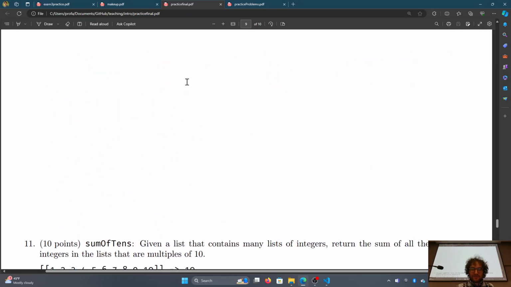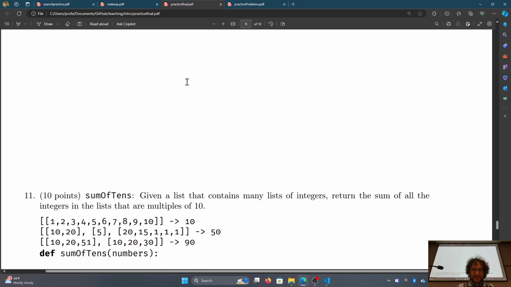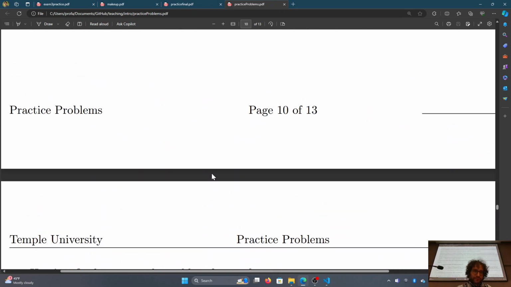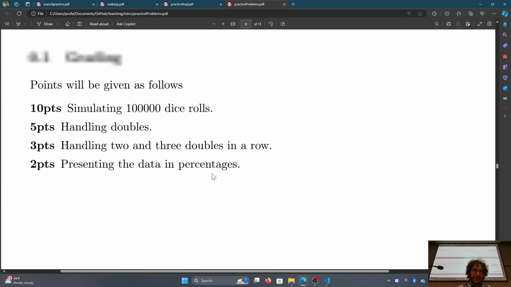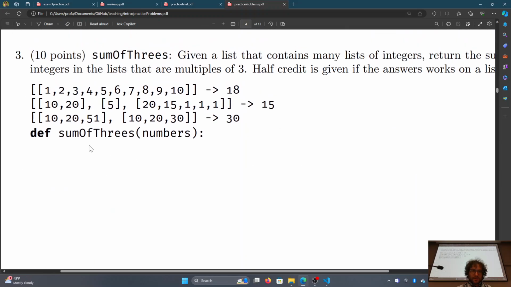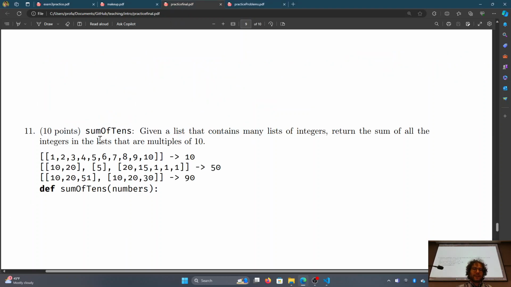Okay, so by the way, remember what I said last time about how in some finals you would see, let me go back to that problem. I think it was problem 3 over here. Yeah, it was problem 3. A sum of 3s, where I've got a list of lists and I say, give me the list of all multiples of 3.